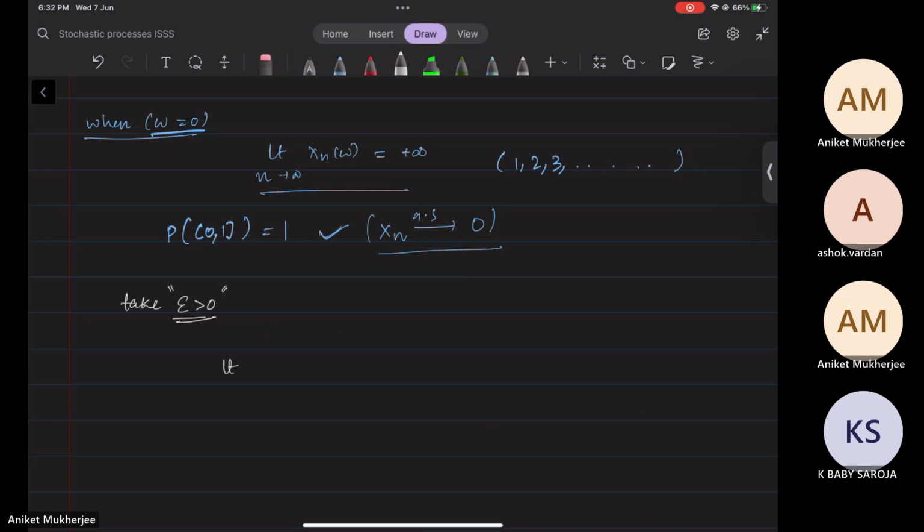Now what you do is you take the limit as n tends to infinity of the probability of mod Xn greater than epsilon, because you're trying to show that it converges to zero. This is basically the probability that Xn equals n. The event that Xn is greater than epsilon is equivalent to the event that Xn equals n. Is that point clear?